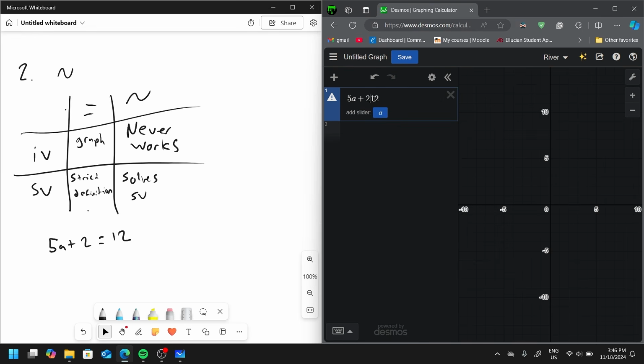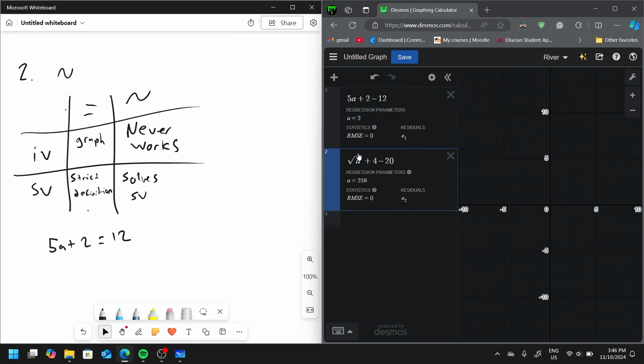We replace this with a tilde, and it solves A for us. And this will work almost all the time. There's a few specific instances where it won't work, and you have to play around with it yourself to understand why. But if you're using it correctly, this will always work. You can put A wherever you want. The square root of A plus 4 is 20. Boom, it solves A.